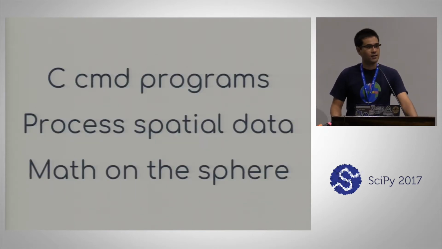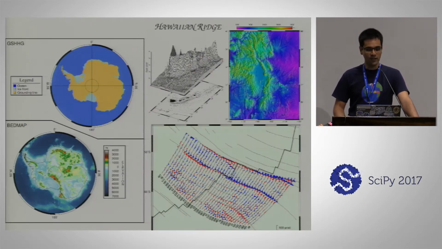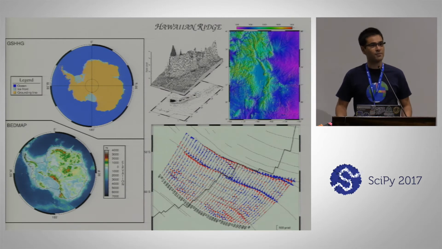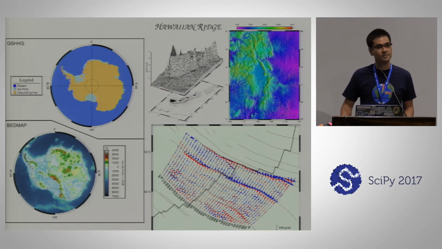So for those of you who don't know what it is or have never used it, GMT is a collection of C command line programs. They are used to process spatial data, so things like earthquake epicenters, bathymetry, and all sorts of stuff. It does math on the sphere, so you can calculate things like great circle distances and Euler rotations. But it's mostly known for making very nice maps and beautiful figures like these.